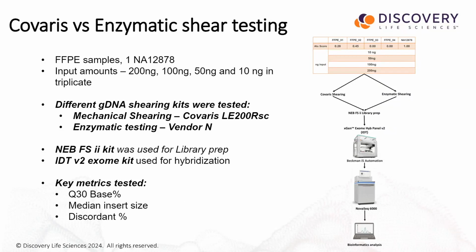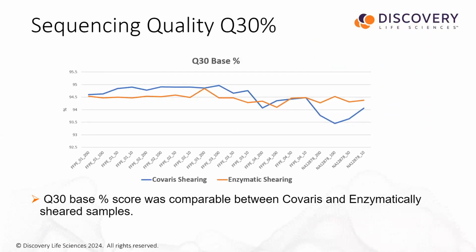And we were basically looking at very basic key metrics here. What was the Q30? What was the insert size? What was the discordant percent? Because the downstream application of that data has to go through these sequence QC metrics. So just to show over here, the sequencing QC quality comes out in Q30. We all know what Q30 is. I mean, it's splitting hairs here between the Covaris shearing and the enzymatic shearing, and what we can clearly see is that across FFPE or even with the NA12878 samples.